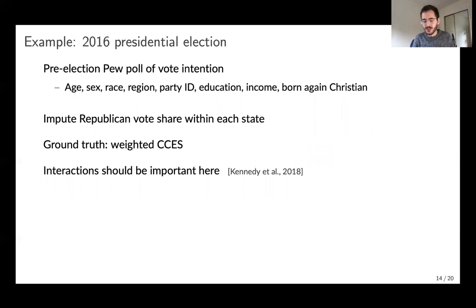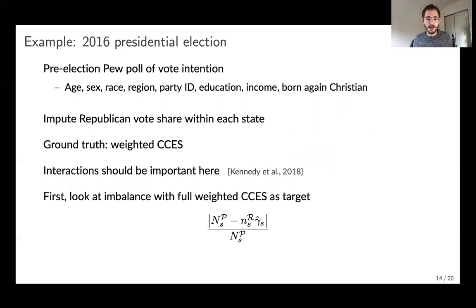And now lastly, I'll talk about an empirical example that I was discussing before, where we take a pre-election Pew poll and we try to impute Republican vote share within each state using the weighted CCS as ground truth. And again, here interaction should be important. First, just briefly, we can look to see whether this optimization procedure is actually doing what we expect it to. We can measure that by looking at the percent imbalance difference: the difference in the reweighted population and the target population divided by the population size.